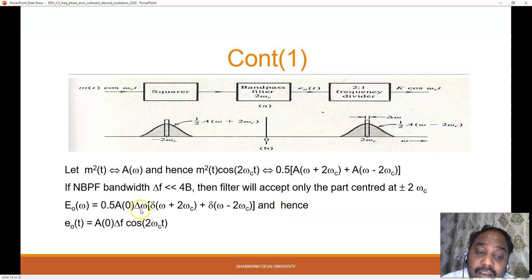Now if you apply that, delta omega is 2 pi delta f, giving 2 pi delta of omega, and this is nothing but cos 2 omega ct. If you take the inverse Fourier transform, you will get A of 0 cos 2 omega ct. So at this point you are getting a cosine with a frequency of 2fc, not fc. We want fc. And the product magnitude part is delta f, a constant, and A of 0, which is also going to be a constant.